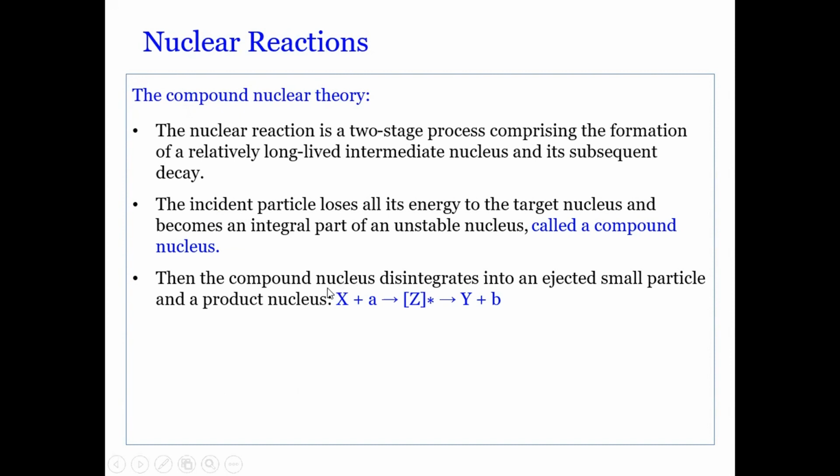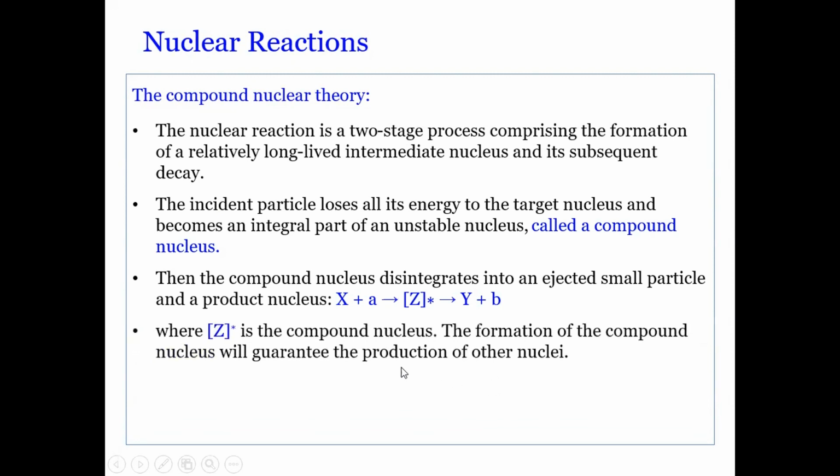If we look at this reaction, the compound nucleus then further disintegrates into a small particle B and a product nucleus Y. So a nucleus which is hit by an incident particle absorbs it, is converted into a compound, and then the compound is broken into a nucleus and a small particle. The Z star is a compound nucleus, and the formation of this compound nucleus will guarantee the production of other types of nuclei.